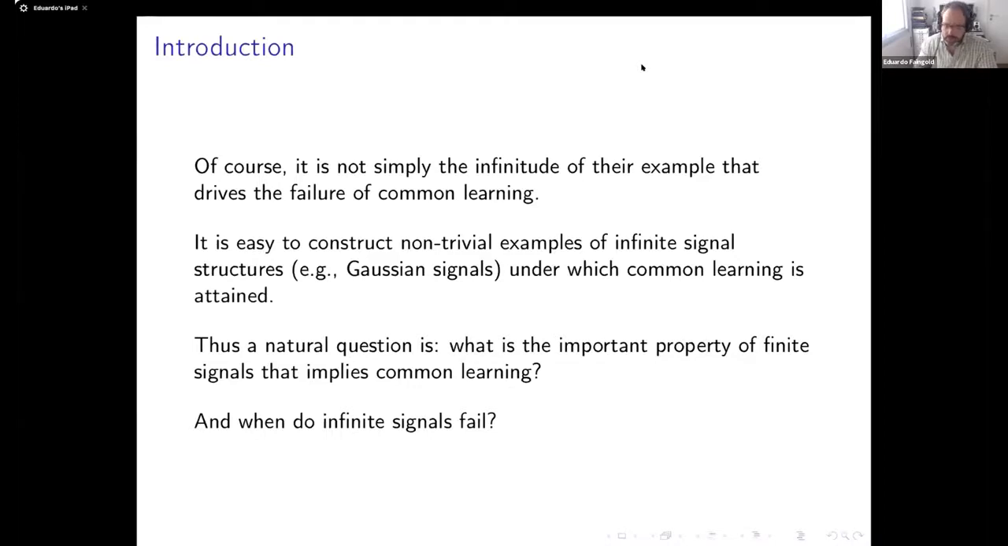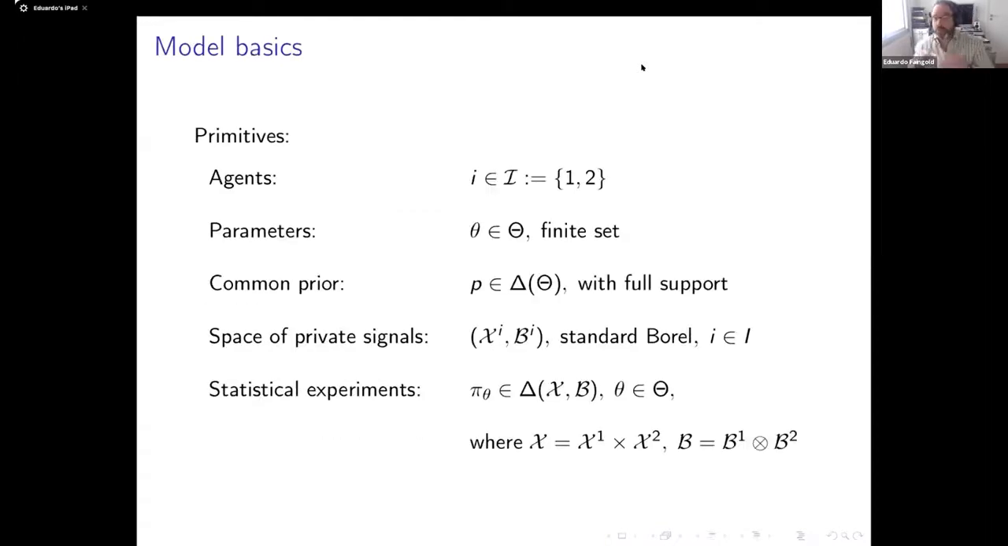So we want to extend the result of Cripps, Ely, Mailath and Samuelson to allow for more general signal structures. We don't believe that saying finite versus infinite is the right distinction, and we know that's not the real reason why common learning obtains or fails. So let me show you the model.